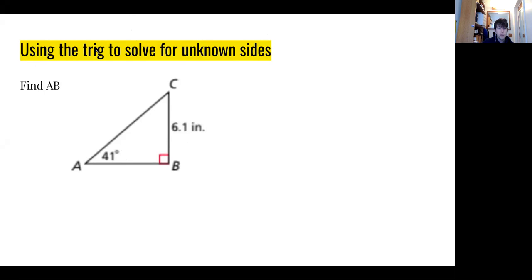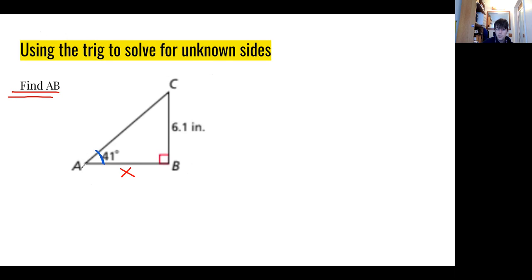So we're going to solve for an unknown side. In this case, we're going to solve for AB. I'm just going to call this X as our unknown, and we'll solve for that. Now, the process here is to identify the angle that you know. This is going to be the angle you use to label the sides of your triangle. So that's step 1. Identify your angle.